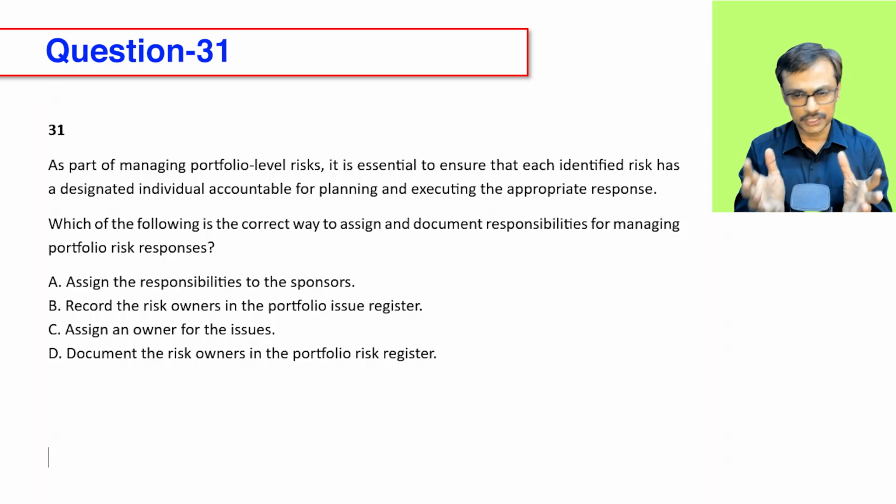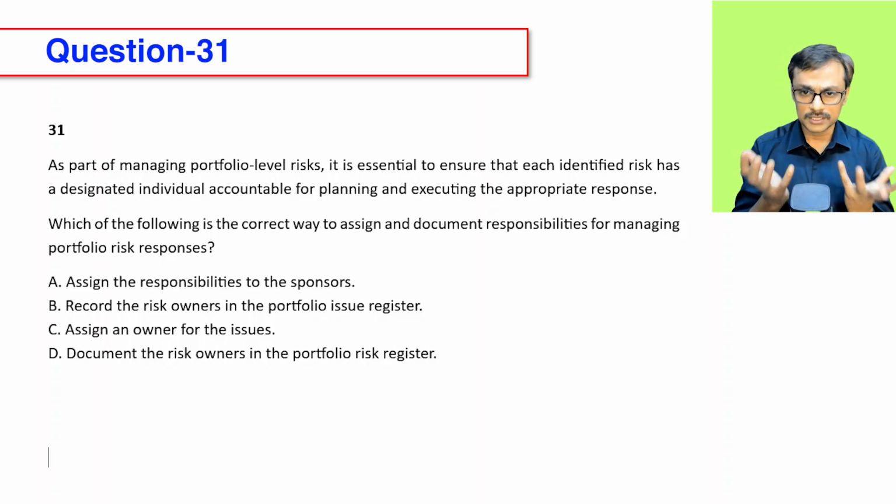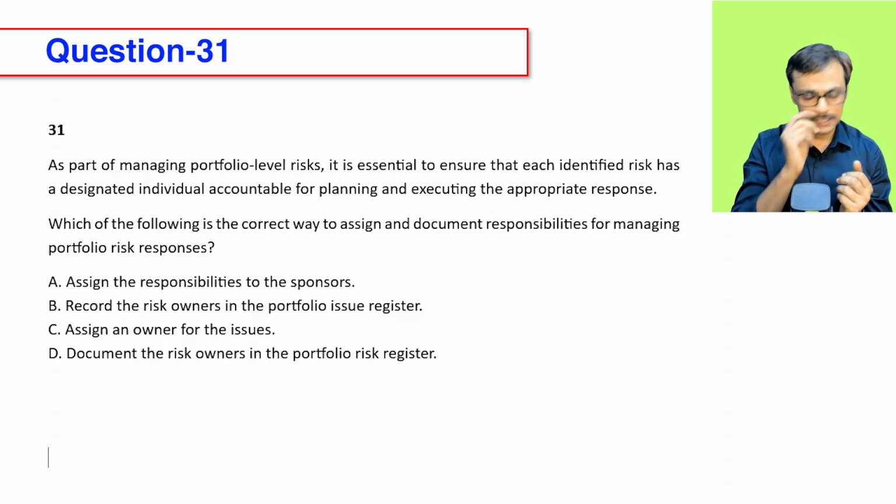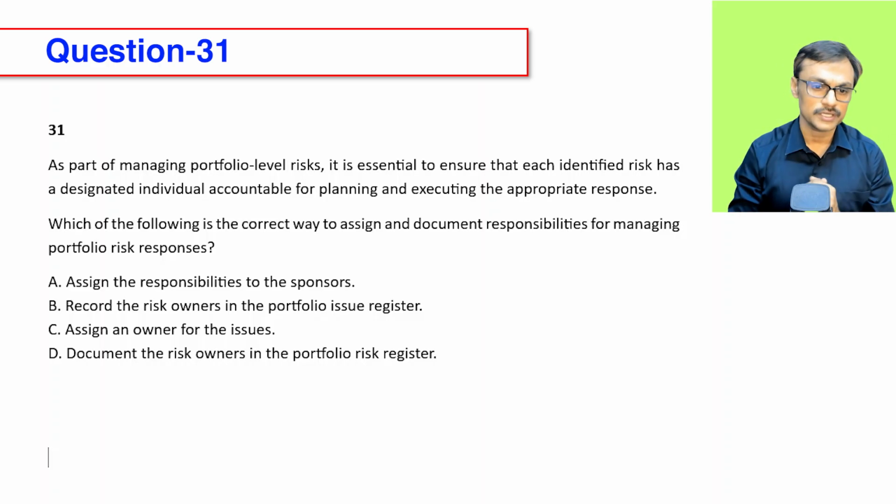Looking at the question alone, you know the answer, and it's a pretty straightforward and easy question. Option A, assign the responsibility to the sponsor. So it's definitely not a right answer. You need to identify the appropriate risk owner. Sponsor is not the risk owner for all the risks. It can be owning some of the risks, but not all the risks.